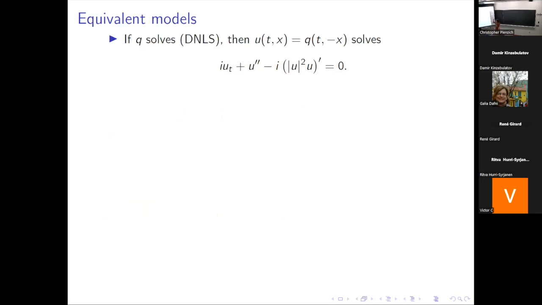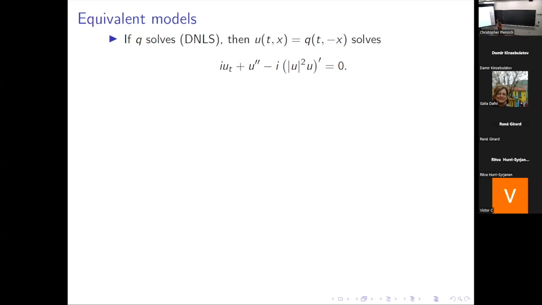So let's say I have Q that solves the NLS, and then I transform it like this, okay? So I take U of X to be Q of negative X, right? So I switch the order of the real line. Then this new solution, this new U is going to solve not the NLS, but an equation that looks awfully similar. The only difference is that my plus sign here of the nonlinearity has been replaced by a negative sign.